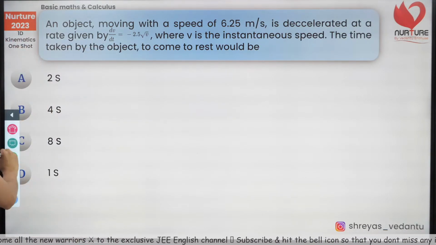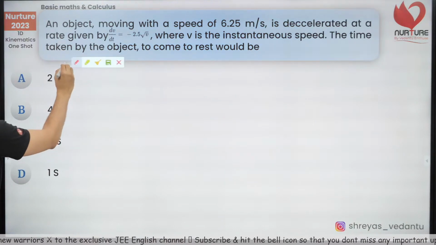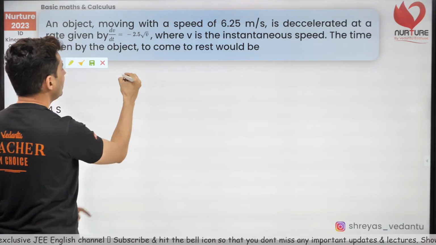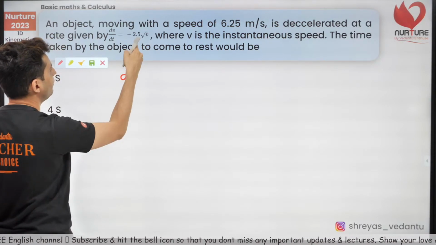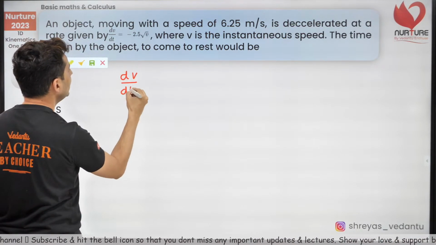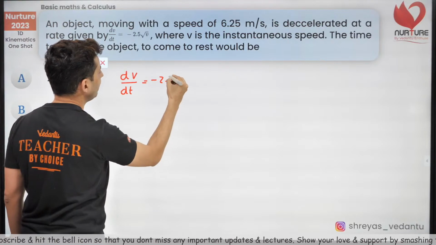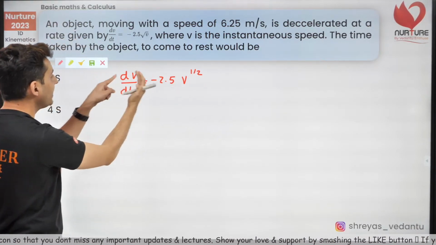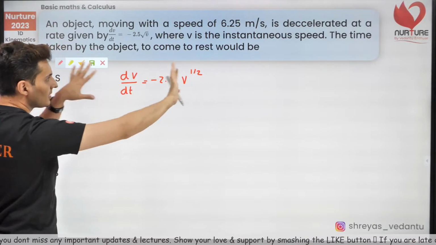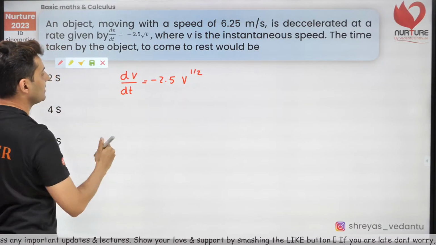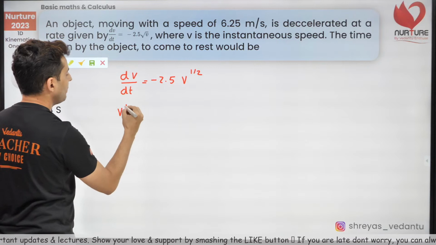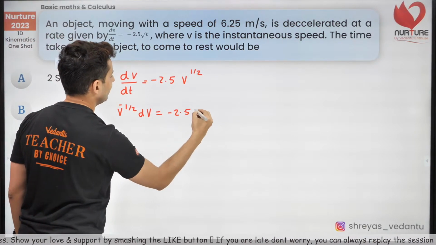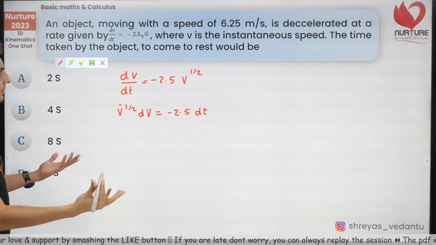Let's see, how do we do that? dv by dt is already given. I have to bring this in Sundar form. dv by dt is minus 2.5 v raised to half. Bring all v's and t's together and put them on separate sides. So v raised to minus half dv is equal to minus 2.5 dt.